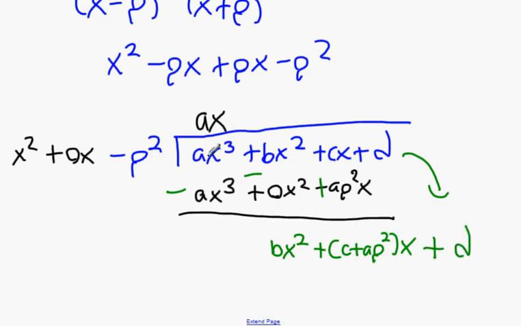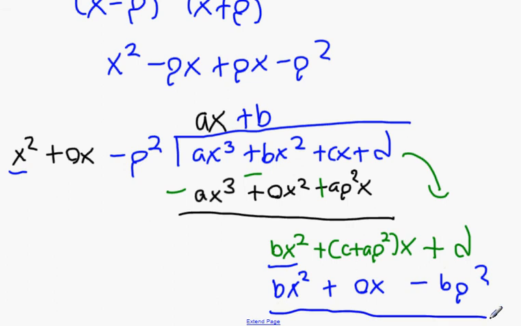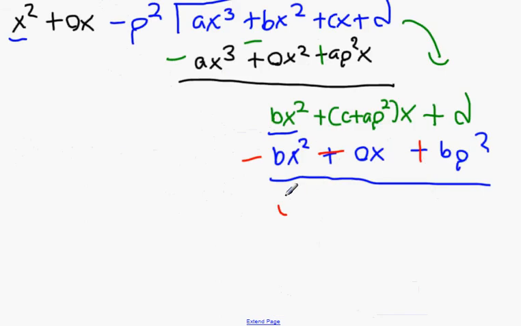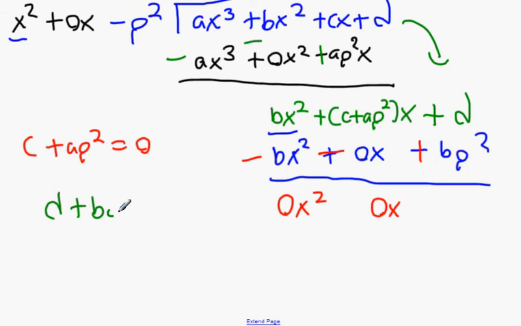Once again, divide in. And what we're going to get is x squared into bx squared goes plus b times. We're going to get bx squared minus 0x, and then we're going to get bp minus bp squared. Go in a second time, change the signs. Minus, plus. We're going to end up with two equations. We're going to end up with c plus ap squared equals 0, because it's 0x, and we're also going to end up with the equation d plus bp squared equals 0.